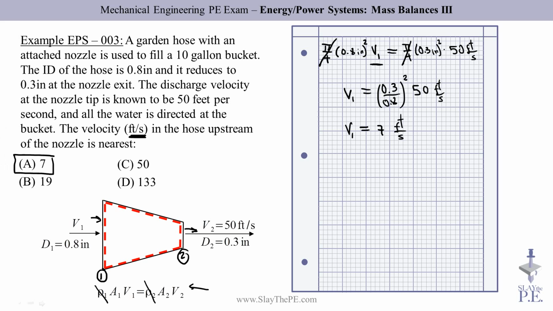To recap, the approach for this problem was defining the control volume, identifying the inlet and outlet ports in the control volume, and associating the information given with those locations. In the next video, Mass Balances 4, we will do some more examples of several situations you might encounter in the exam with mass balances.